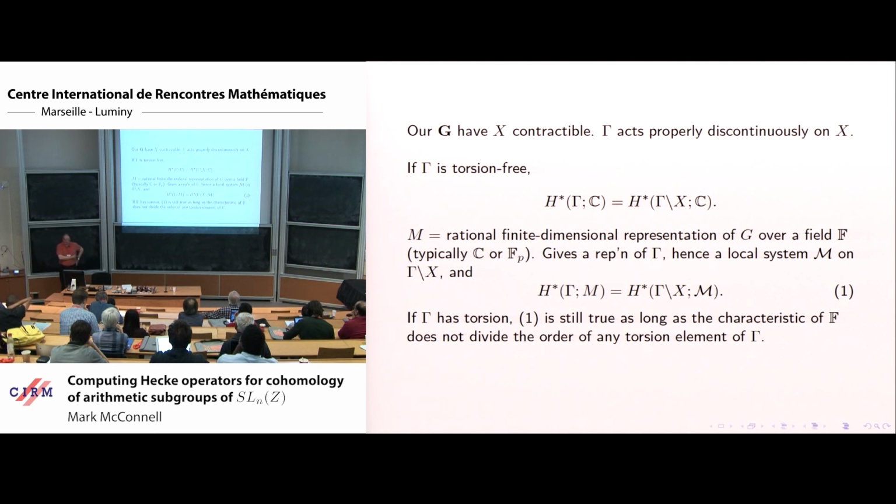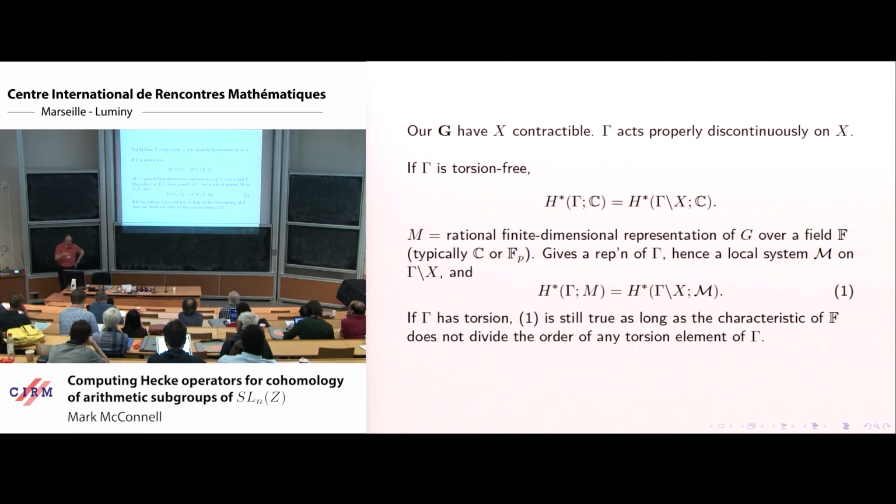But we don't always only want complex coefficients. So we want general coefficients. So M will be a rational finite dimensional representation of G over some field F. Usually the field will either be the complex numbers or later on it'll be the field of p elements. So this gives a representation of gamma, and hence gives you, as we've seen in several other talks today, a local system, script M, on the locally symmetric space. Then the cohomology of the group with coefficients in M is the cohomology of that local system.